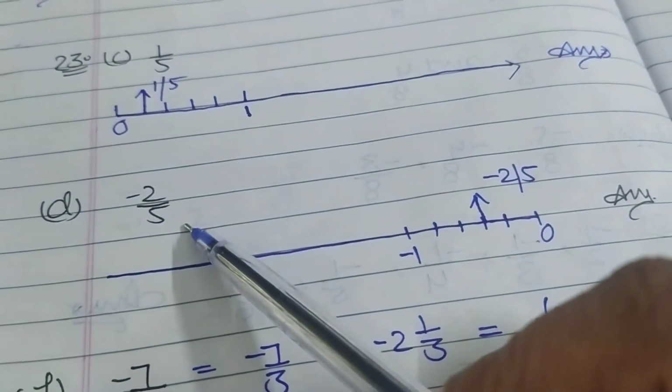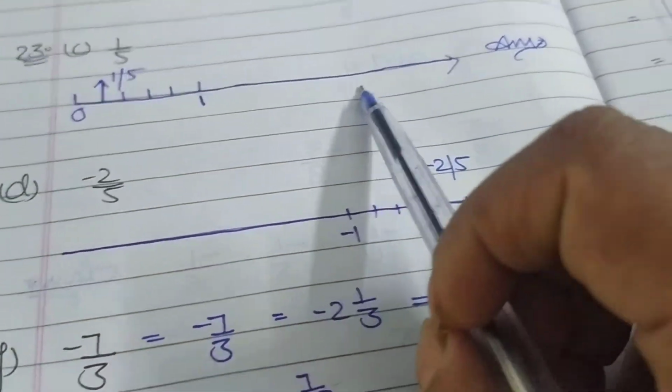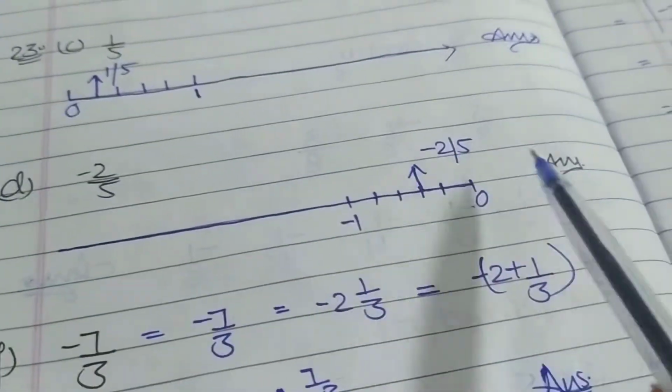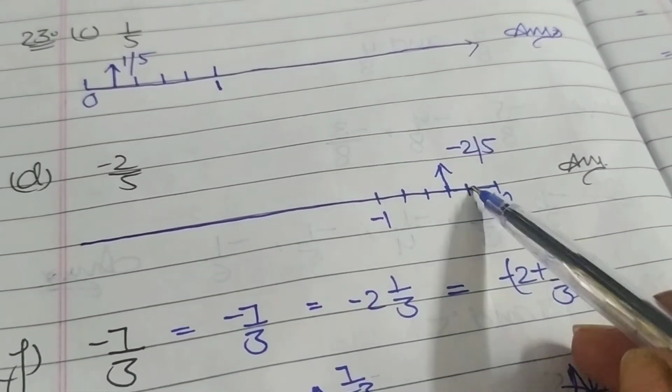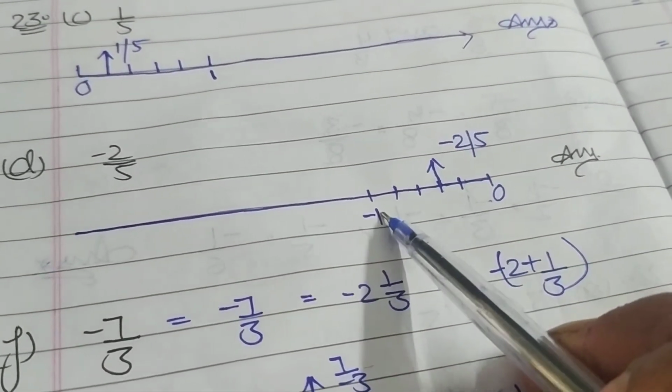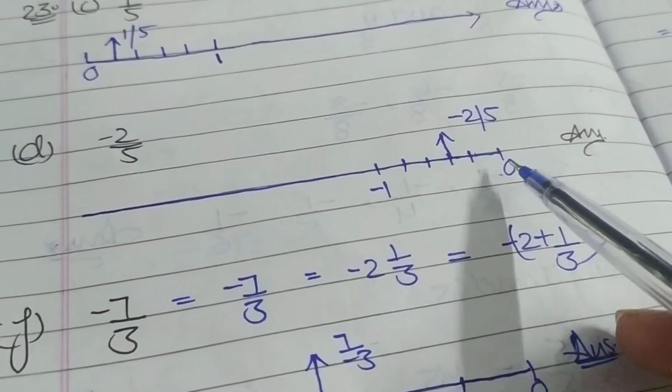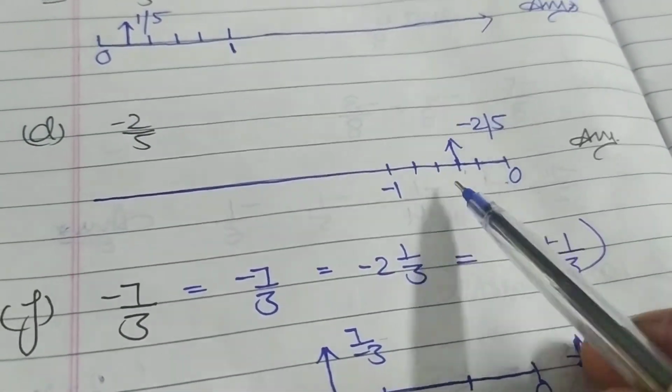Minus 2 upon 5. See, a positive number we make on the right hand side. It is negative, so we will make it on the left hand side. Denominator 5, so divide the number line into 5 equal parts: 1, 2, 3, 4, 5. This is minus 1. Numerator is minus 2, so take the second one: 1, 2. This is minus 2 upon 5.